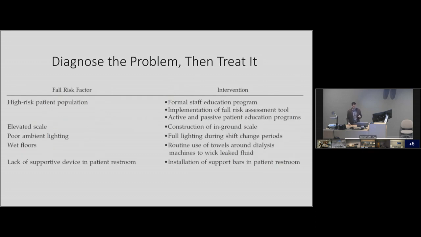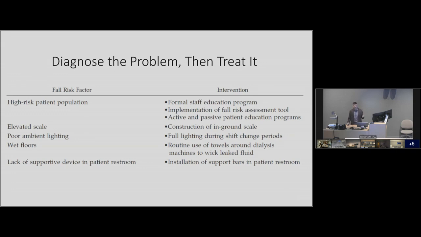And so what they identified, and this is like the scariest outpatient hemodialysis unit to me when I look at this slide, is, okay, fine, they identified a high-risk population and addressed that. They found that a lot of patients were tripping over this elevated scale, so they put in an in-ground scale. So they targeted their change at that potential cause. Apparently this was also a very dark unit, because it sounds bad, so they added lights.